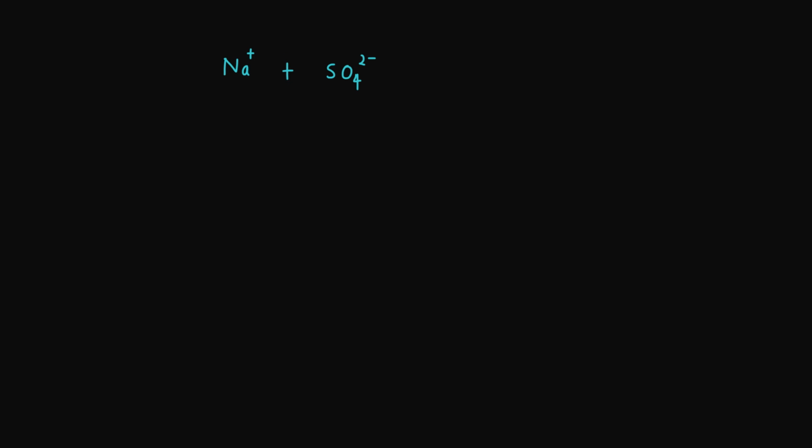What about when Na reacts with SO4 2-? Well, Na is in group 1, so it loses 1 electron. SO4 2- has a 2- charge, so it has gained 2 electrons. Swap the numbers, so the formula is Na2SO4.